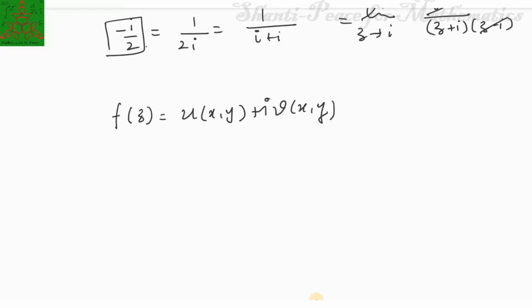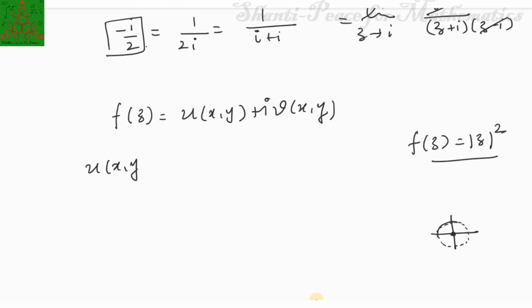For example, we have talked about f of z equal to mod z square. What is this function? This function is differentiable only at 0; except 0 it is a non-differentiable function. So if you consider any neighborhood of 0, I can say that the function is differentiable at the point z equal to 0, but nowhere else in any neighborhood of that point. Here in this example, u of xy is x square plus y square and v of xy is 0.